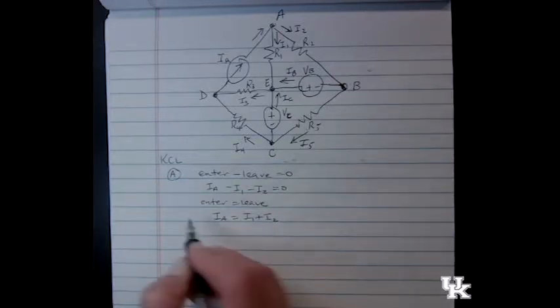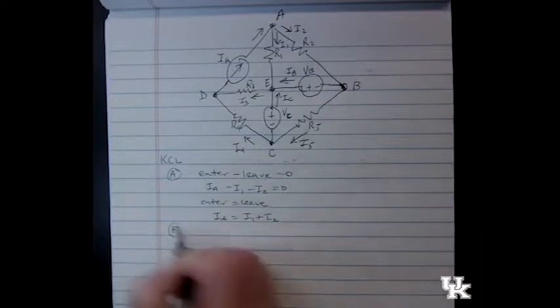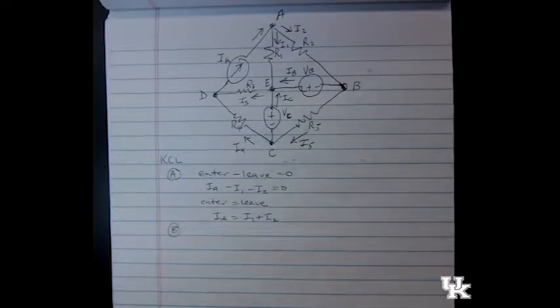So give a try to writing an equation for node B. And then check with somebody around you, double check what you've got. And then if you agree on that one, go on and do C, D, and E. And then we'll see what everybody's got.